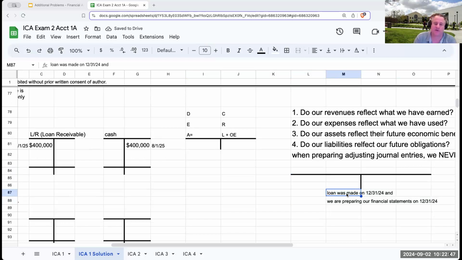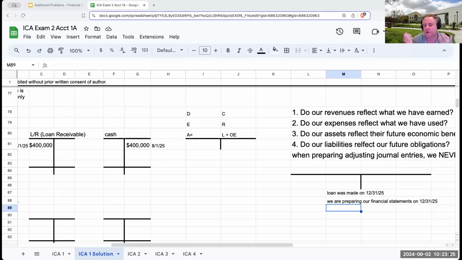So in our last examples, for the ones we were doing previously, prior to looking at adjusting entries, the loan in this case would have been made on 12/31/25, and we're preparing our financial statements on 12/31/25. Now, the reason why I did that is because if I said that the loan was made on October 1st and I'm making my financial statements on December 31st, we have a passage of time, right? So we have time that has passed.